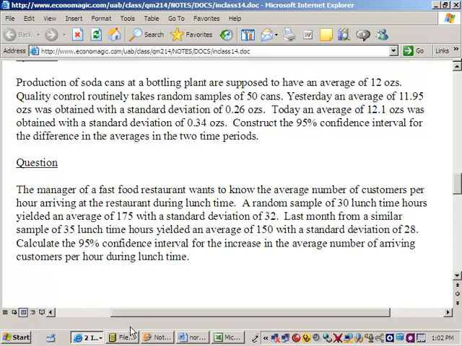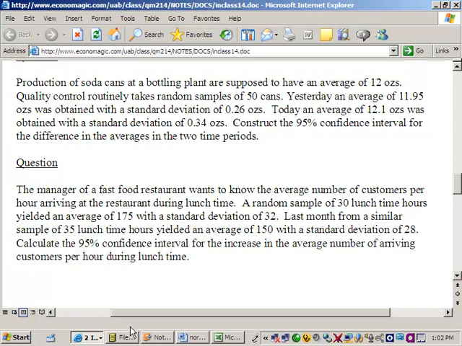Last month, a similar sample of 35 lunchtime hours yielded an average of 150, with a standard deviation of 28 customers per hour. Calculate the 95% confidence interval for the increase in the average number of arriving customers per hour during lunchtime. All right, this time it asks us for the increase.